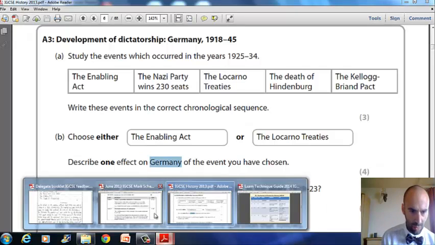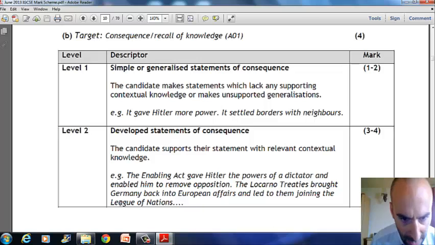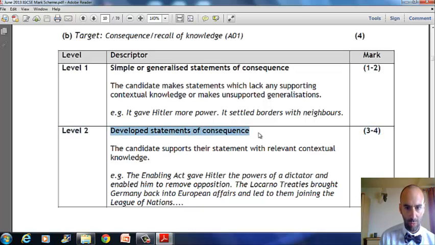Now, what does a successful answer look like? Let's have a look at the mark scheme. Right, we have it here. Brilliant. So here we have level 2, because we're all looking to get between 3 or 4 marks. We need develop statements of consequence. So again, consequences is another way of saying effects. So the candidate supports their statement with relevant contextual knowledge. Same as specific contextual knowledge. So it needs to be relevant to the topic, it needs to be contextual, it needs to be placed within that epoch of time, and it needs to be knowledge.